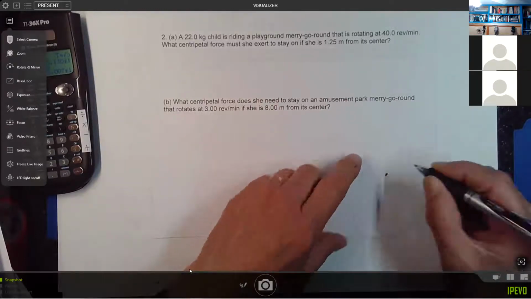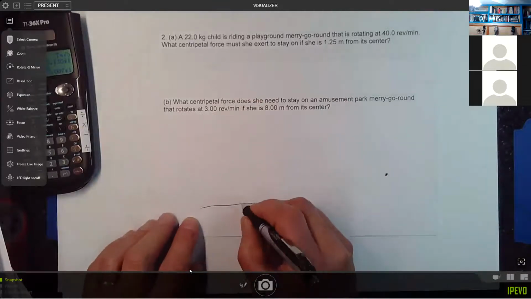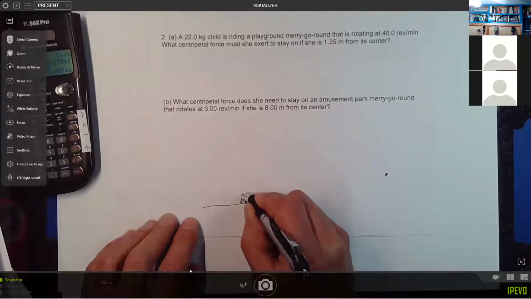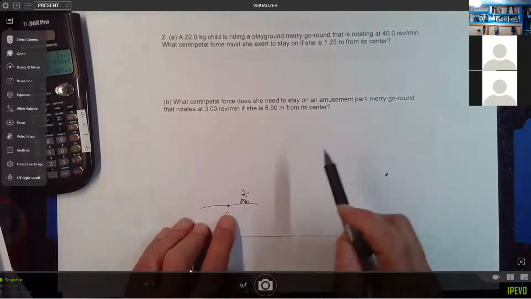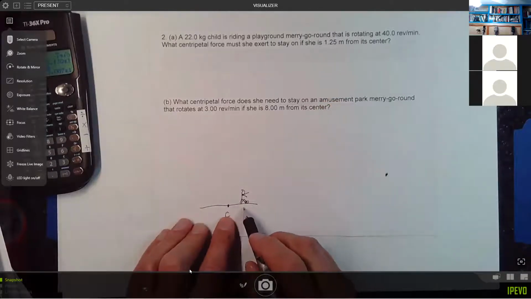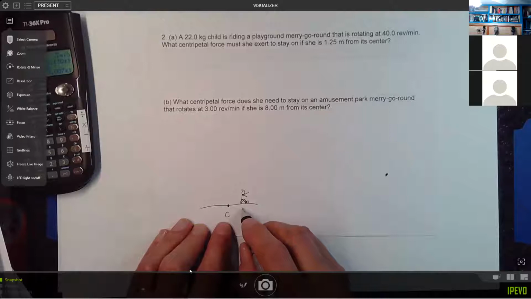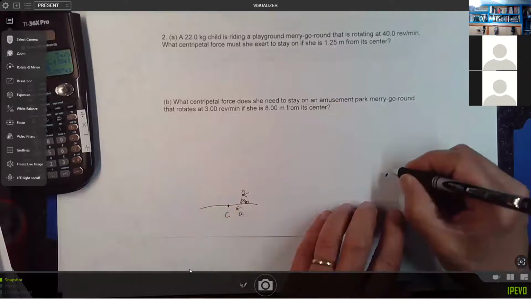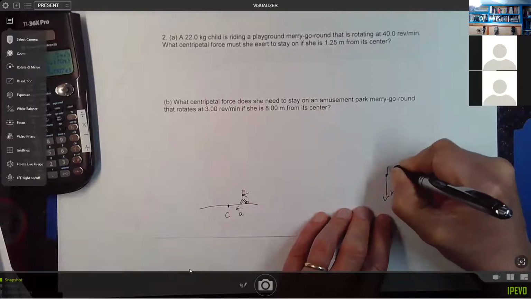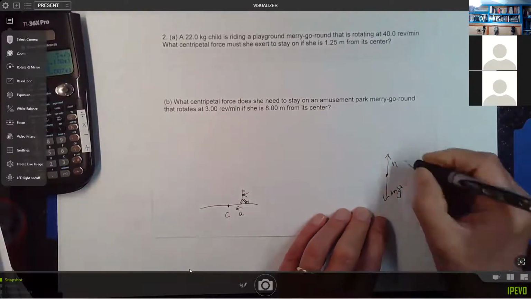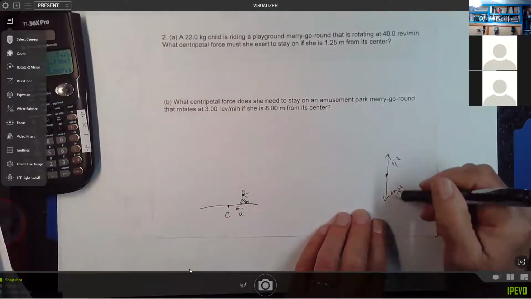if we have this child sitting on the merry-go-round, and here's the center of the merry-go-round, and she's 1.25 meters from the center of it. Her centripetal acceleration is going to be in this direction. Now, the forces that are acting on her will have mg downward and a normal force upward. Those two forces actually cancel out.